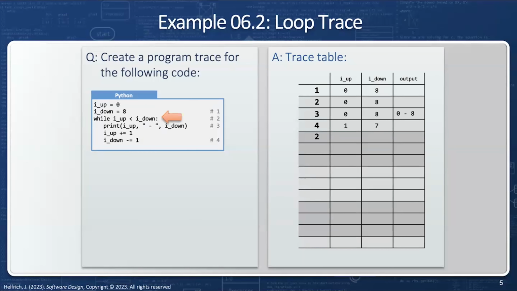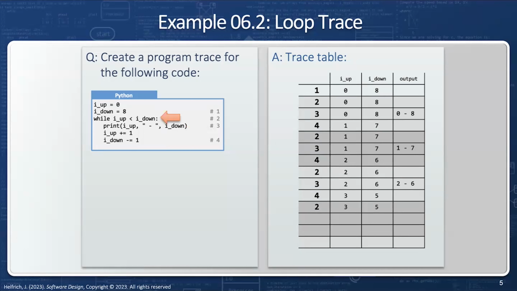So I'm going to go back up to the loop here, line number 2, and 1 is less than 7, so I continue. Now notice how I color code my table here. This helps me easily see what parts are related to a given instance of the loop. I'm going to print the output here, 1 7, and now I'm going to increment i up and decrement i down, so 2 and 6. So now I'm going to go back up to line 2, 2 and 6. Line number 3, do my output. Line 4, and i up is 3, and i down is 5.